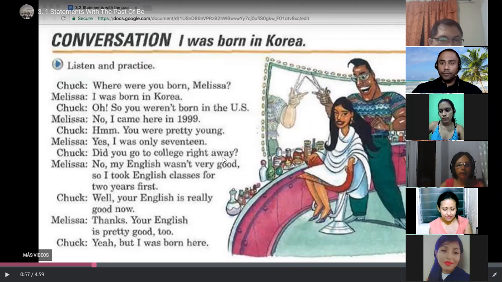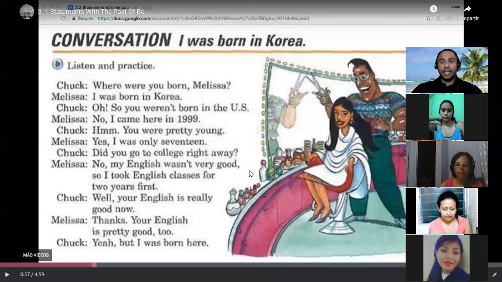Preguntaba por la palabra pretty. Ah, okay. Yes. Pretty también puede decir, por ejemplo, tú dices, she is pretty. Ella es bonita. Y también pretty good. En este sentido sería muy bueno. Ah, okay. Thank you. Yes. Very good, teacher. Olga.